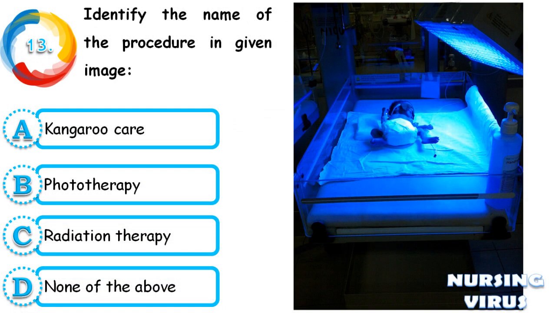And 13th image, identify the name of the procedure in the given image. The options are Kangaroo care, phototherapy, radiation therapy, and none of the above. Most of the time, apart from the instrument name, they ask the name of the procedure or the purpose also. The correct option is phototherapy.